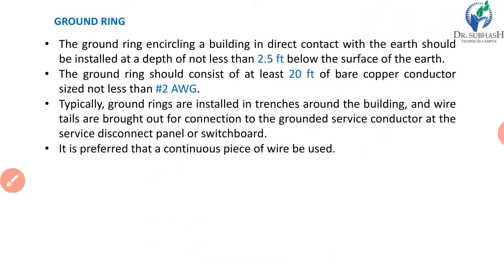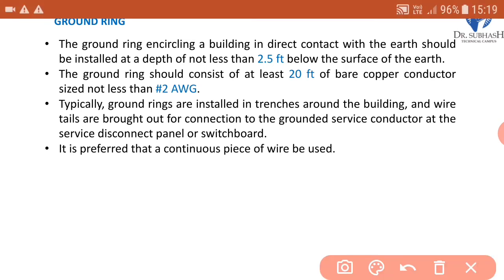Now grounding ring. The ground ring encircling a building in direct contact with earth should be installed at a depth of not less than 2.5 feet below the surface of the earth. The ground ring should consist of at least 20 feet of bare copper conductor sized not less than 2 gauge. See, 2 AWG, it means 2 American Wire Gauge.